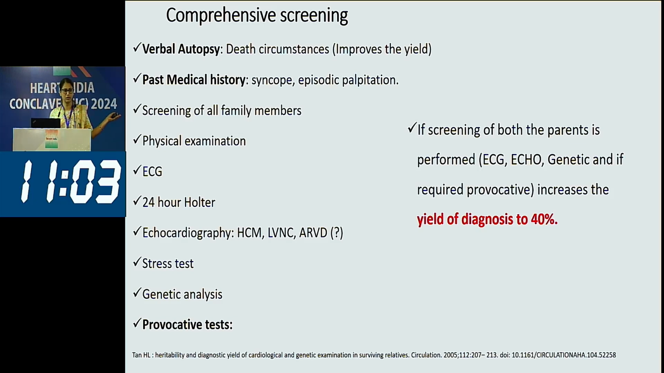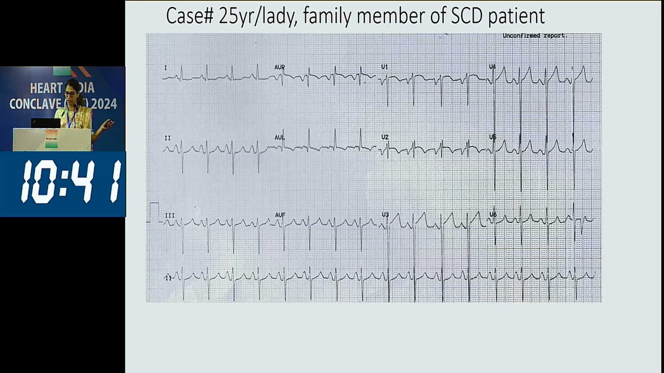And the provocative test. Provocative tests are highly underutilized because most of the drugs required for provocative tests are not available in our country, except for a few. Epinephrine is available, oral flecainide is available, isoprenaline is available. One point I'll say: if a proband or index patient comes to you, try to do screening of the family. Your yield improves by more than 40%. So always do a family screening.